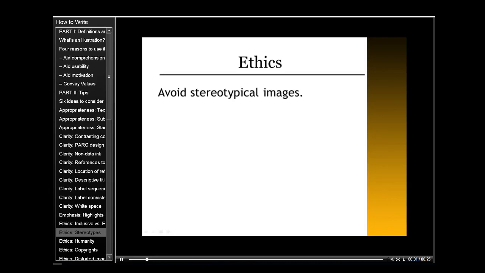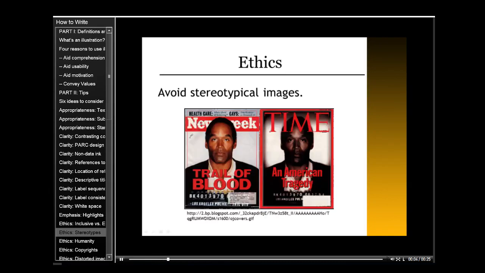You also want to avoid stereotypical images. Famous examples: Newsweek and Time covers, same picture, one on the left Newsweek unretouched, the one on the right retouched. On the right, OJ is looking very dark and dangerous, isn't he? We don't want to do things like this. Avoid stereotyping people.